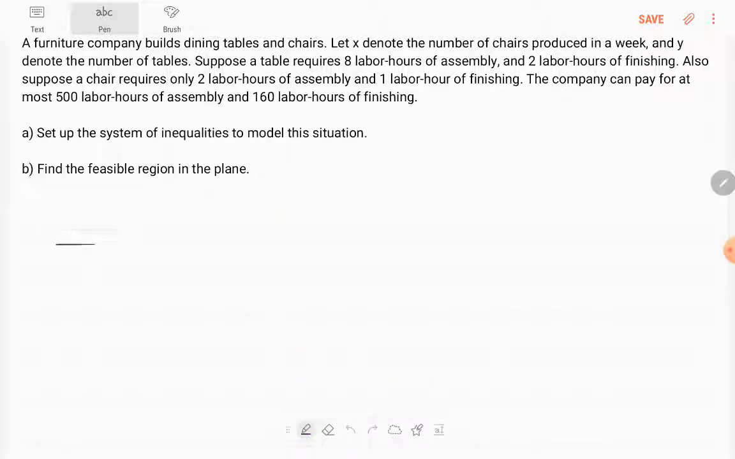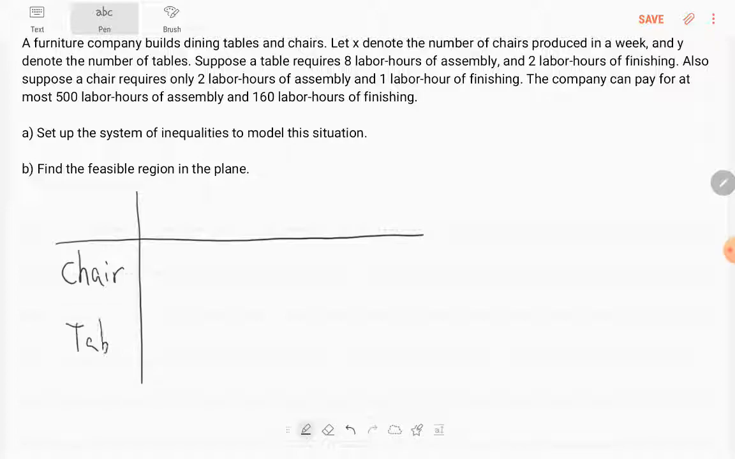So we draw a table. So this is the chair. The first row is chair. The second row is table. Okay. The first column is quantity. So chair is X chairs and Y tables, right?